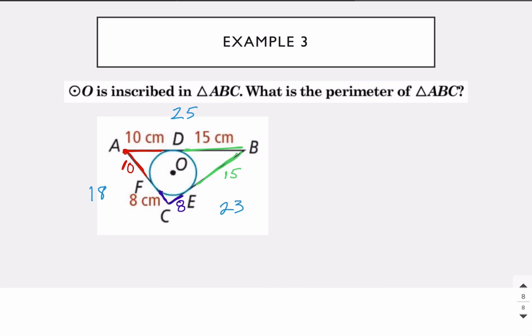So to find the perimeter, we're just going to add them all together. So we'll have 25 plus 18 plus 23, and we will get 66 centimeters.